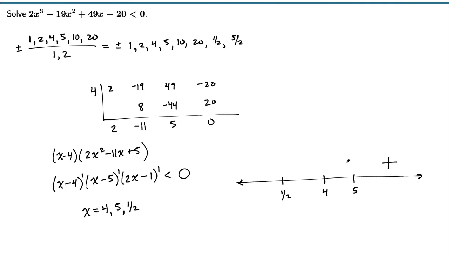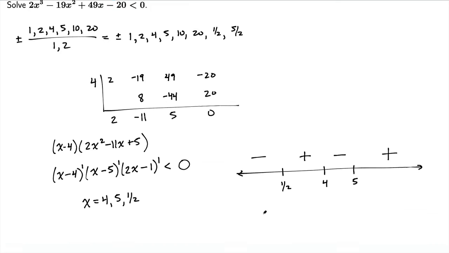And for an odd multiplicity, the sign of our polynomial will change as we cross that 0. So from positive, as we move to the left, we'll change to a negative. And then as we cross 4, we'll change back to a positive. And cross 1/2, and we'll change back to a negative. And we specifically want when our polynomial is less than 0. So we're looking at the negatives.